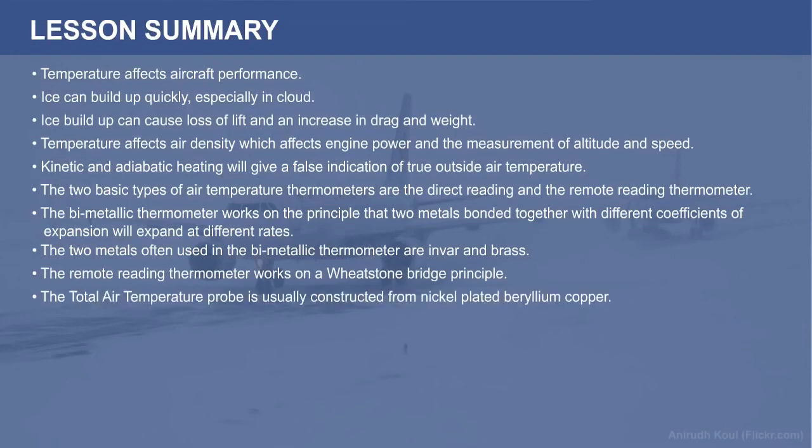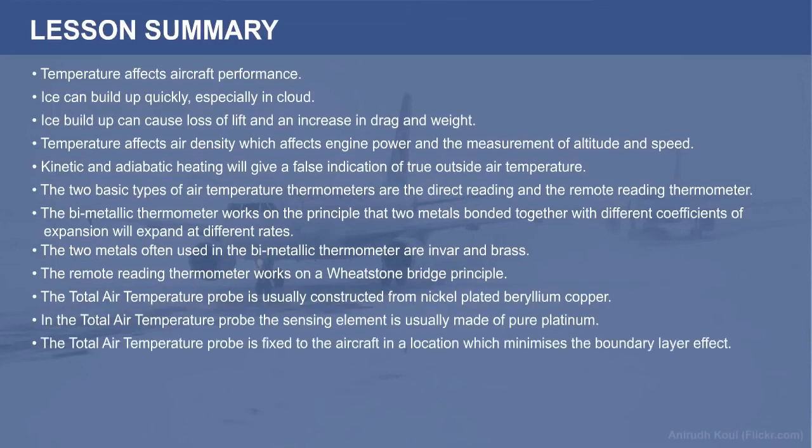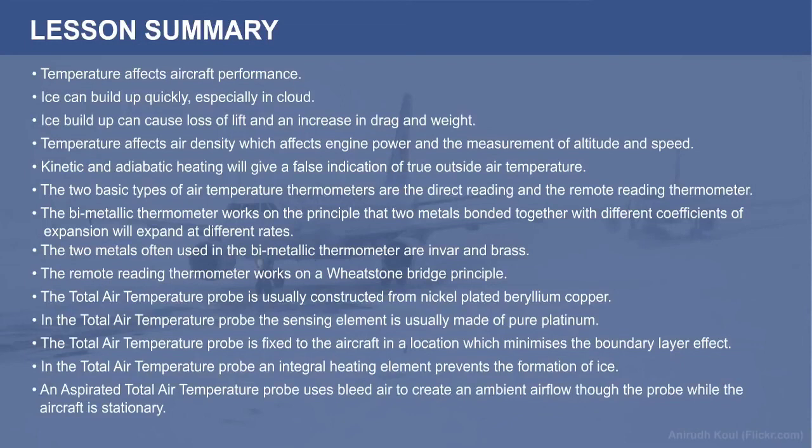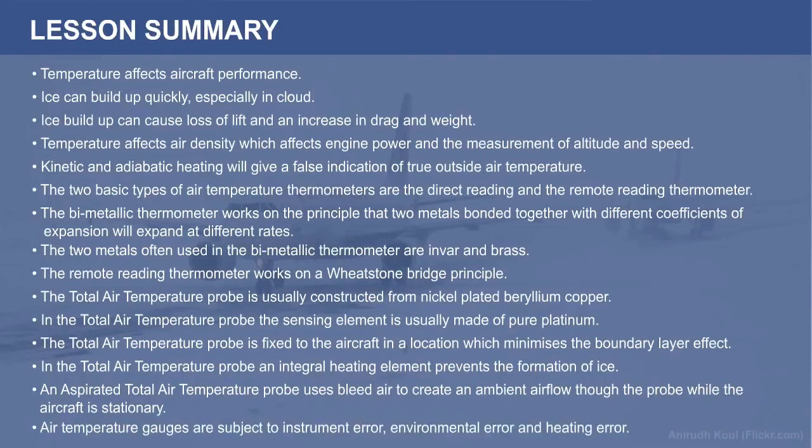The total air temperature probe is usually constructed from nickel-plated beryllium copper. In the total air temperature probe, the sensing element is usually made of pure platinum. The total air temperature probe is fixed to the aircraft in a location which minimizes the boundary layer effect. In the total air temperature probe, an integral heating element prevents the formation of ice. An aspirated total air temperature probe uses bleed air to create an ambient airflow through the probe while the aircraft is stationary. Air temperature gauges are subject to instrument error, environmental error, and heating error.